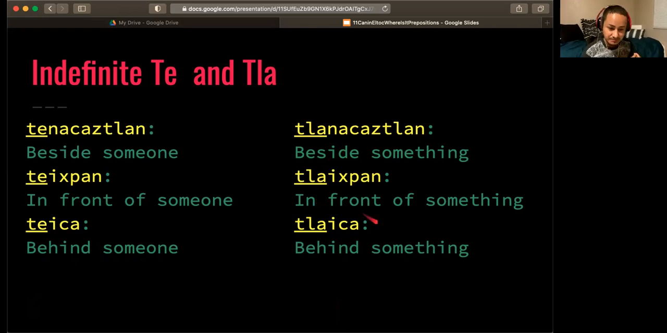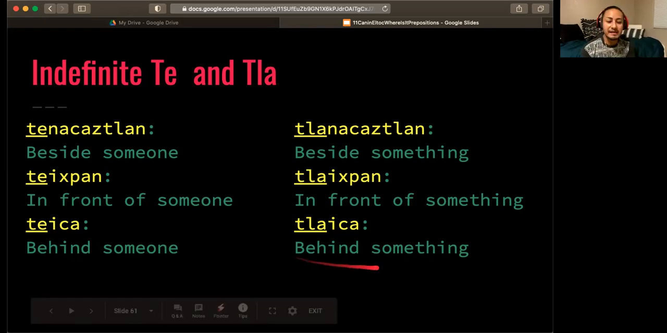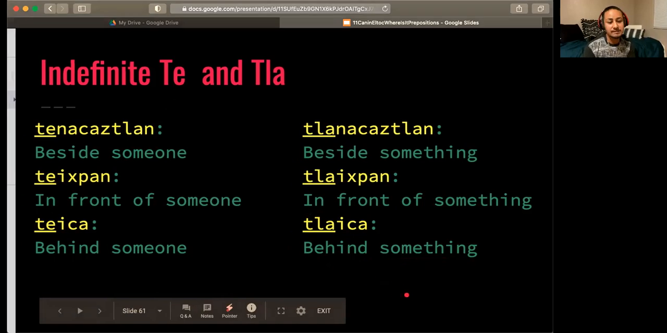Okay, if you say tlaixpan, you mean in front of something. This word tlaixpan also has an alternative definition. If you go look up this word tlaixpan, it also means an altar. So you can kind of see a metaphorical meaning in there for tlaixpan. So you'll see this as altar, but it literally means in front of something. Okay, and then tlaika, it means behind something.